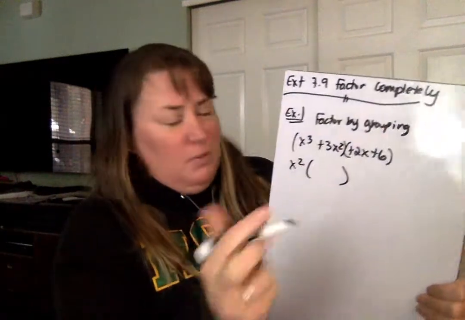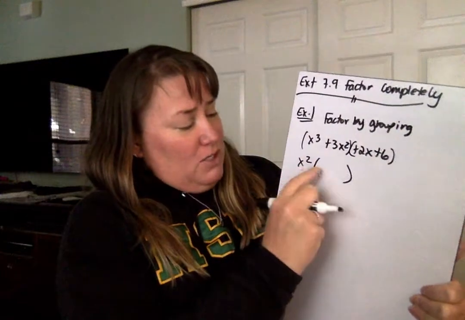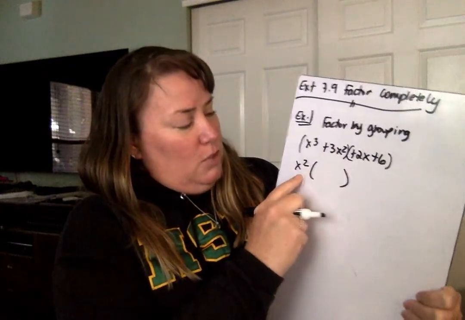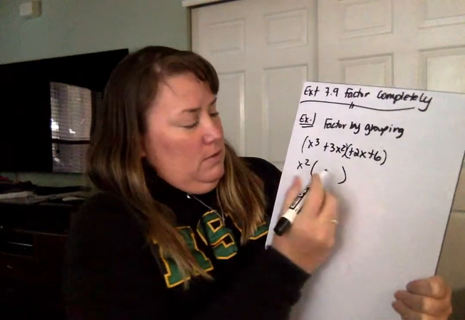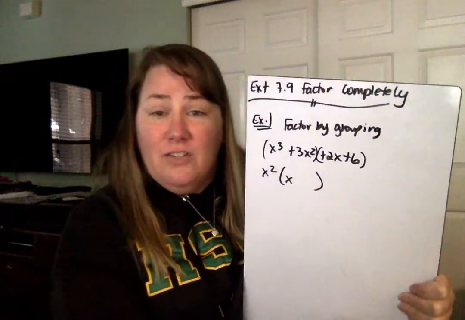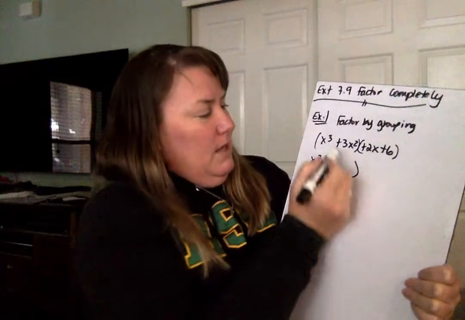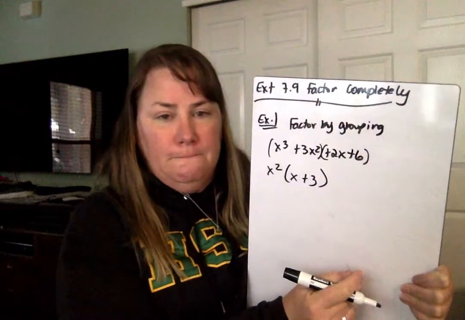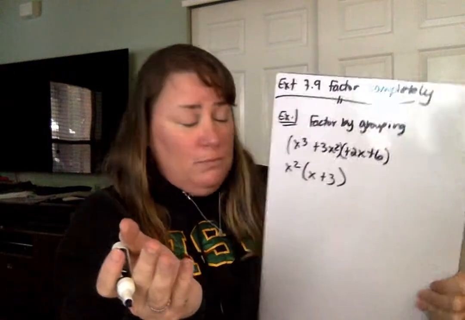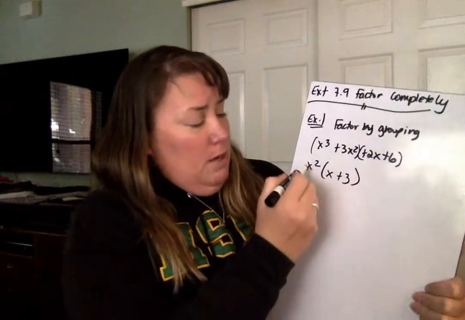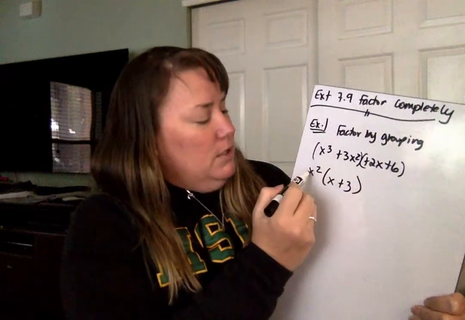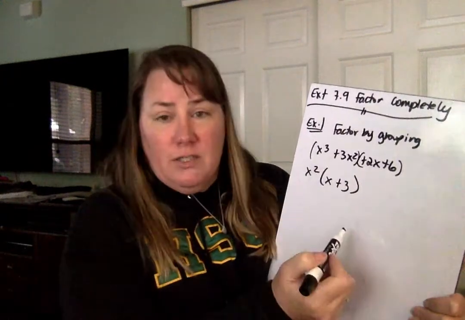And then you can say it a couple different ways. x cubed divided by x squared is this guy. Or you can say it's multiplication. x squared times this will get you this. Which no matter how you say it, you still get an x. And then 3x squared divided by x squared is just a 3. And if you want to double check to make sure you factored that correctly, multiply this out. x squared times x is x cubed. So far, so good. x squared times positive 3 is 3x squared.